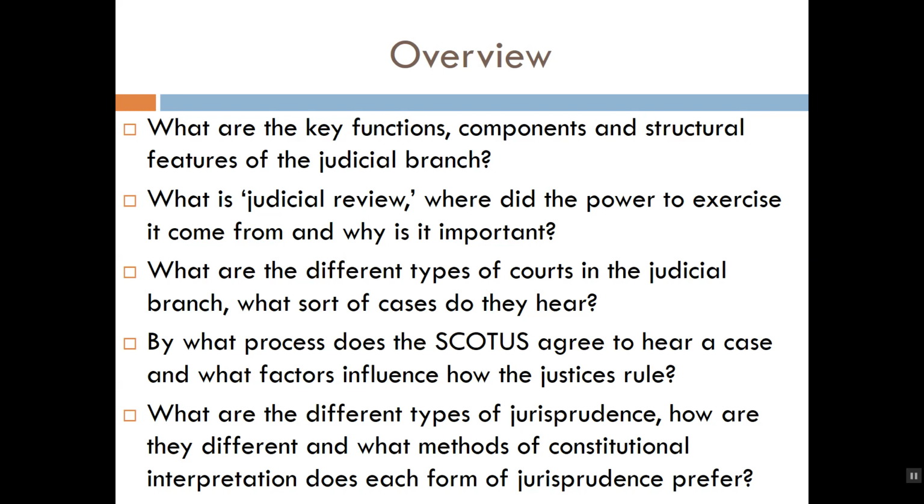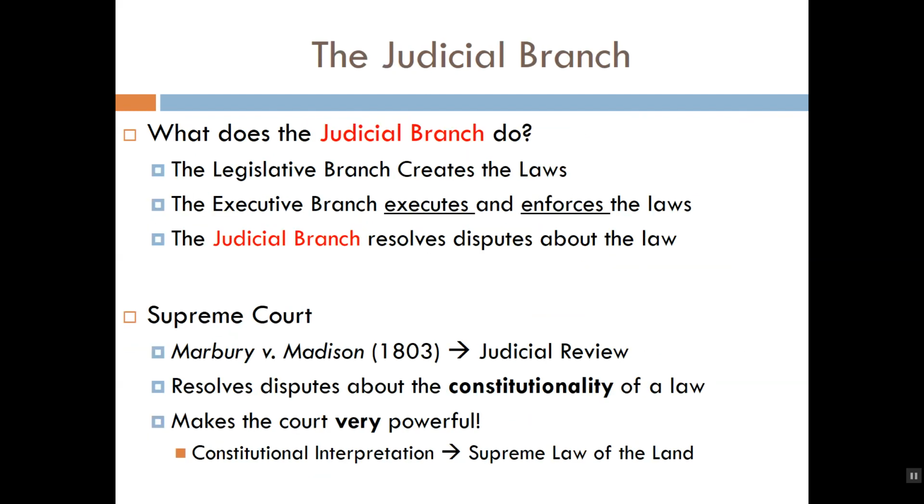Number 3, what are the different types of courts in the judicial branch, and what sorts of cases does each type of court hear? Number 4, by what process does the Supreme Court of the United States agree to hear a case, and what factors influence how a justice rules in a particular dispute about the law? Finally, what are the different types of jurisprudence? How are they different? And what methods of constitutional interpretation does each form of jurisprudence tend to prefer?